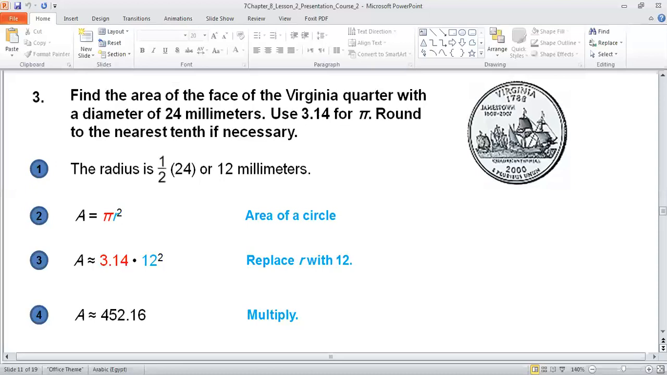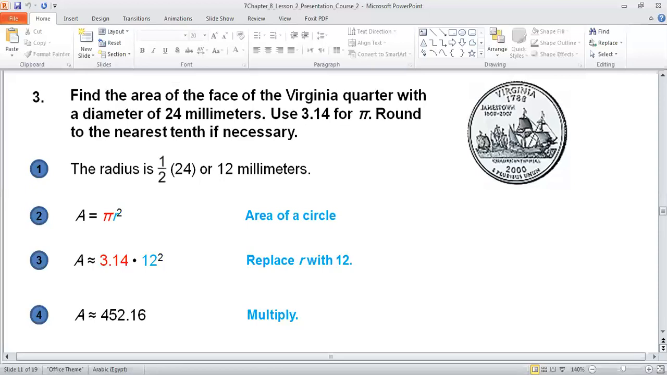Again, the diameter is equal to 24 millimeters. Do you have a rule using the diameter if you need the area? No. We don't have a rule, Faisal, to find the area by using the diameter. So we will try to find the radius.